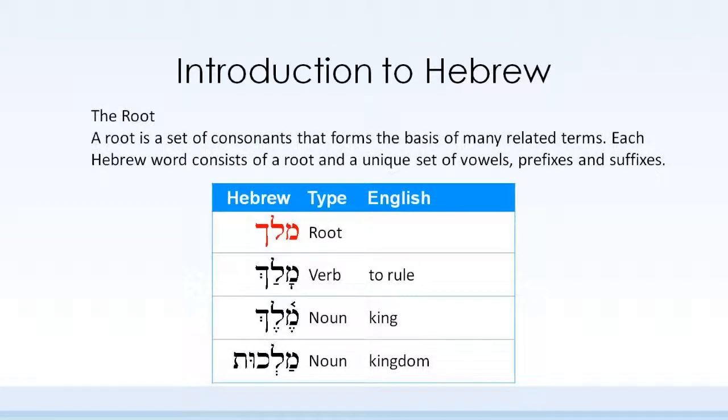A root is a set of consonants that forms the basis of many related terms. Each Hebrew word consists of a root and a unique set of vowels, prefixes, and suffixes. In the chart below, we see the Hebrew root mem, lamed, kaf, which forms the basis of many different Hebrew words. For example, we see the verb malak, which means to rule, the noun melech, which means a king, and the noun malkut, which means a kingdom. All three of these terms have the Hebrew root mem, lamed, kaf.